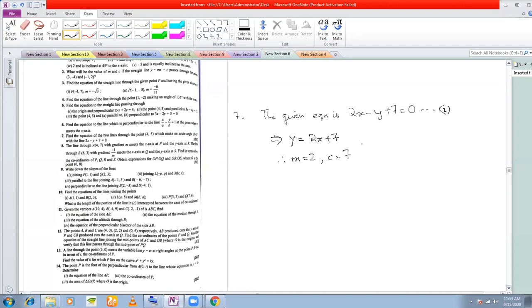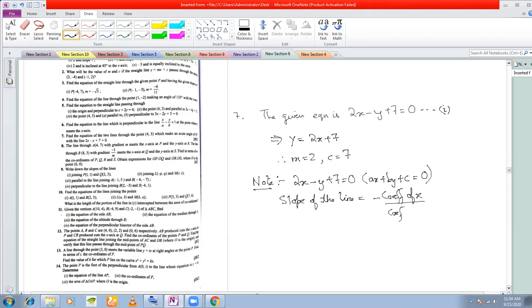But this time, if you remember this, it's going to be very useful for you. Given any straight line in this form, which is not in the form y is equal to mx plus c, in fact this form, ax plus by plus c is equal to 0, is called the general equation of a straight line. If any equation is given to you in this form, you can find out the slope directly. Slope of the line is equal to minus coefficient of x by coefficient of y.